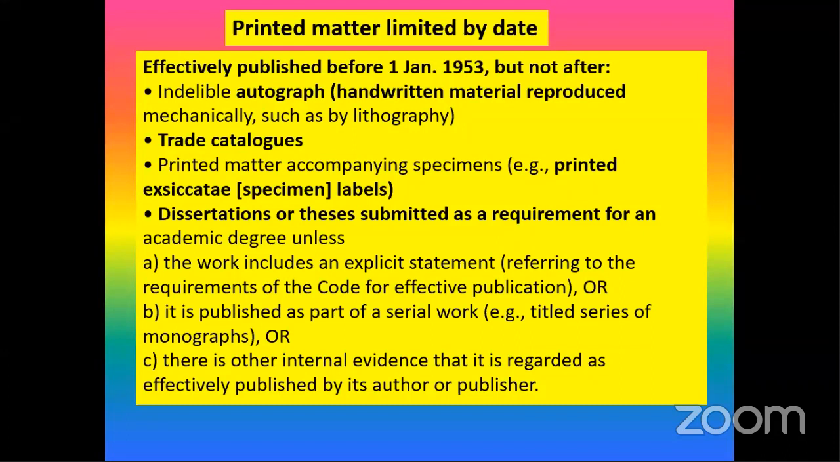And dissertation or thesis submitted as a requirement for an academic degree, unless. So it is not a dissertation, but something they have submitted as a report like that. So these are also included before 1953, but on or after 1953, it was not considered. Before it was considered. Next one, what are all the rules for publication?